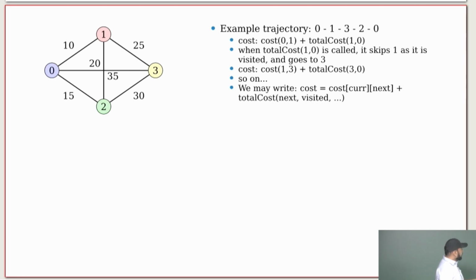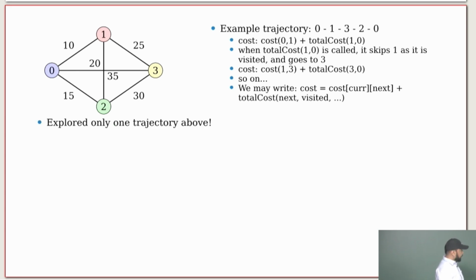Now, if I have to write this in code form, it could be written as the cost from current to next. That is like g of xk, uk, where uk is taking me to xk plus 1. So in this case, it's the current city to next city cost plus the total cost of the next city until the end. In this case, that will be 0, right?